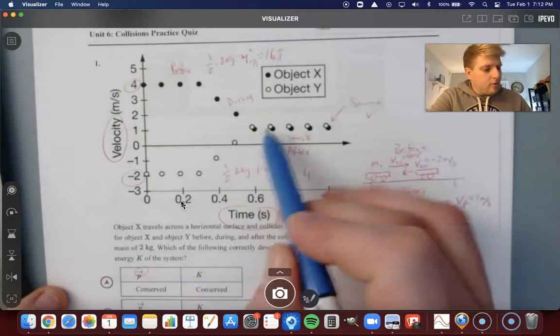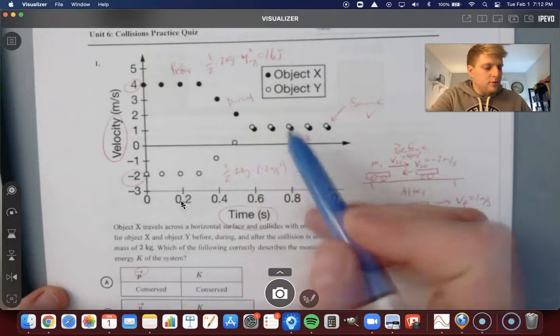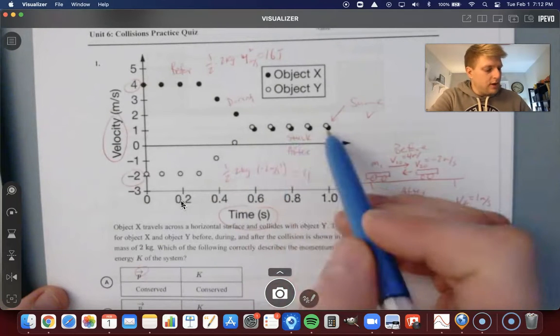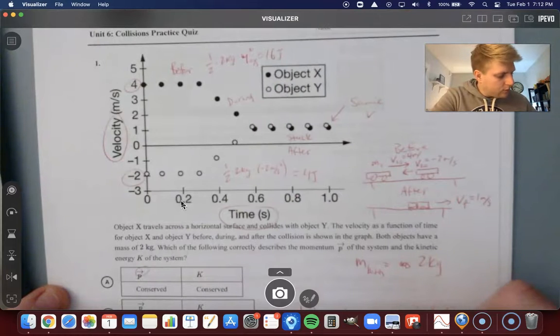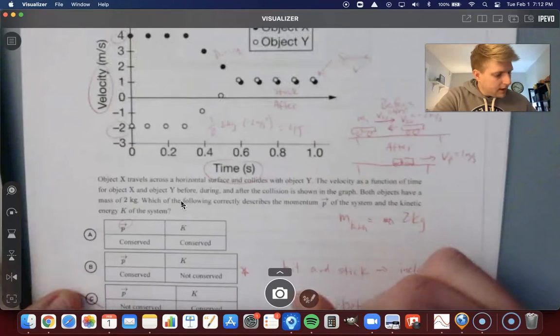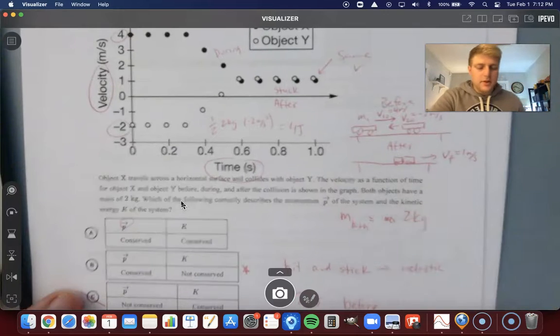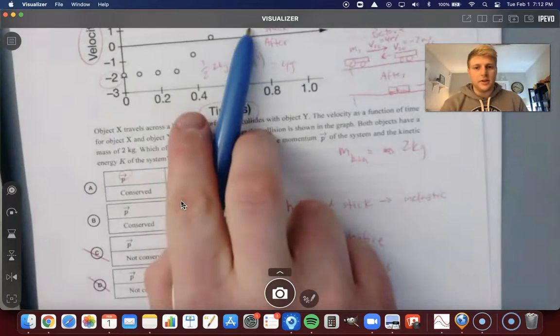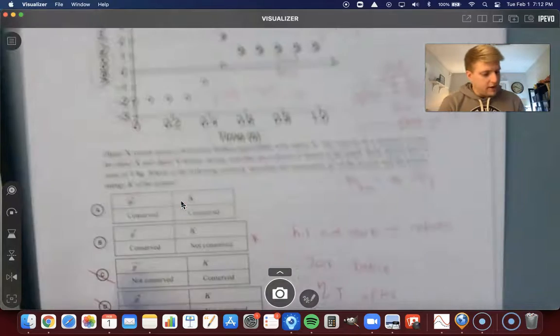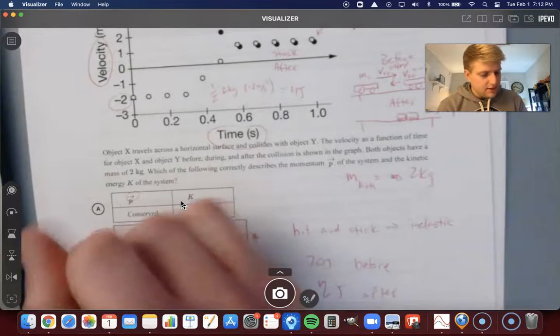Here I've got 1/2 times 2, which cancels, times 1 squared, so 1 at the end. So I have 20 joules before and just 2 joules after, which is not surprising because they hit and stuck together. They're moving incredibly slowly after the fact. So the correct answer is indeed B.